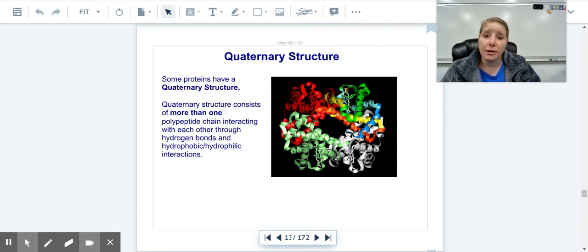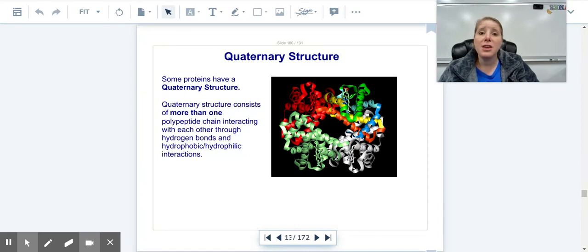The last shape is the quaternary shape. Now, the quaternary structure is going to take one polypeptide tertiary structure and bond with other polypeptide tertiary structures to get together. Not all proteins will do this, only large proteins.